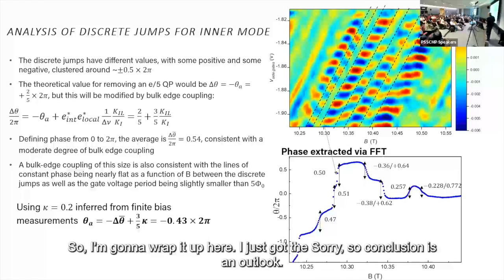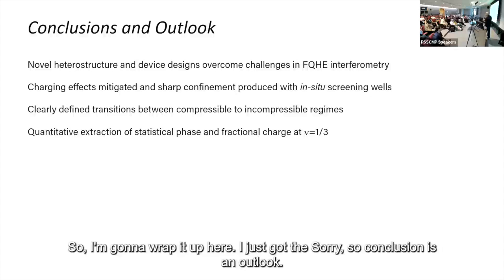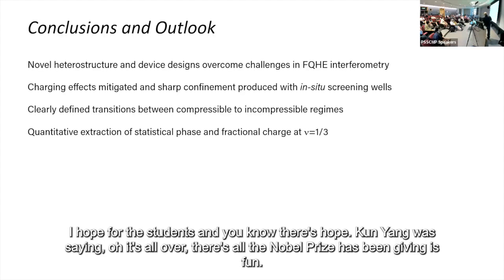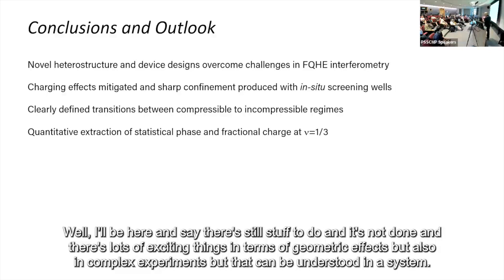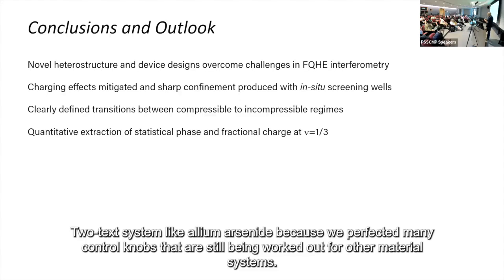So I'm going to wrap it up here. So conclusions and outlook. I hope for the students, and there's hope. Kun Yang was saying, "Oh, it's all over. All the Nobel Prizes have been given. It's done." Well, I'll be here and say there's still stuff to do, and it's not done. And there's lots of exciting things, both in terms of geometric effects, but also in complex experiments that can be understood in a 2-DEG system like gallium arsenide, because we perfected many control knobs that are still being worked out for other material systems.